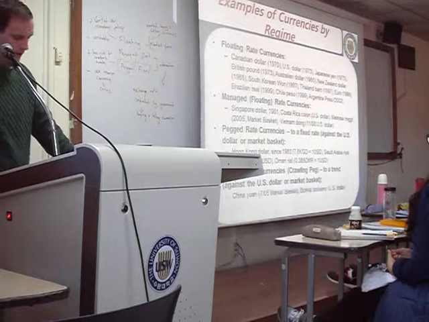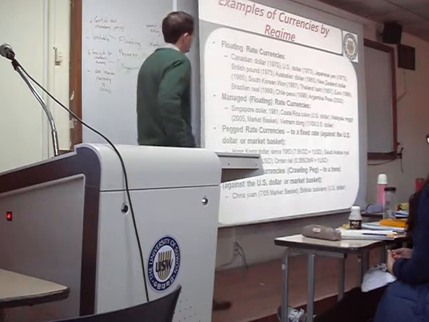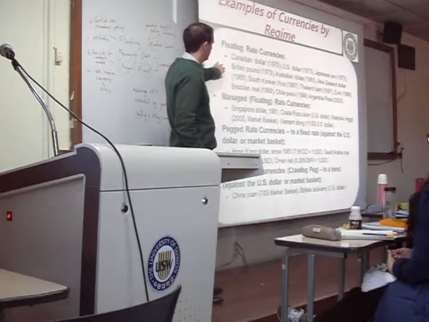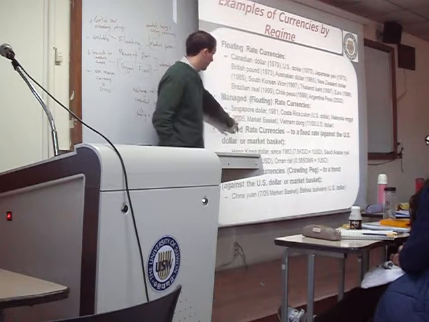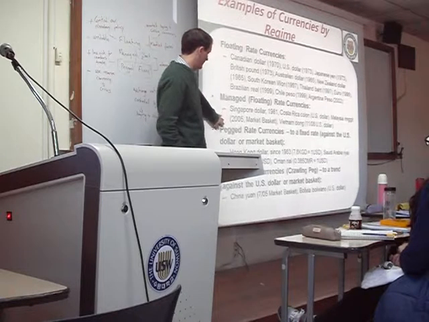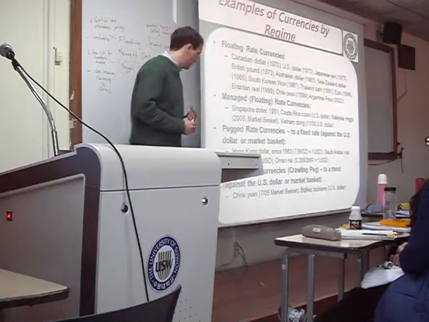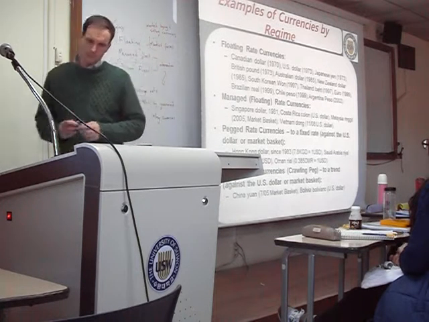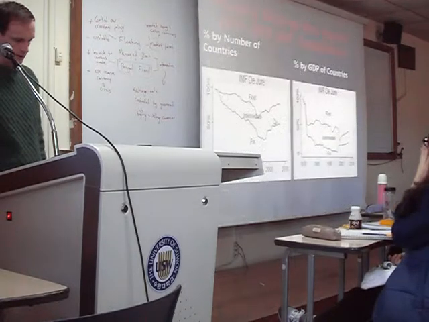So here we can see floating currencies and managed and pegged currencies. Floating: Canada, US dollar, Japanese yen, Australian dollar, right? Managed currencies: Singapore, Malaysia, Vietnam. Pegged currencies: Hong Kong, Saudi Arabia, Oman. China is more of a managed float, okay?